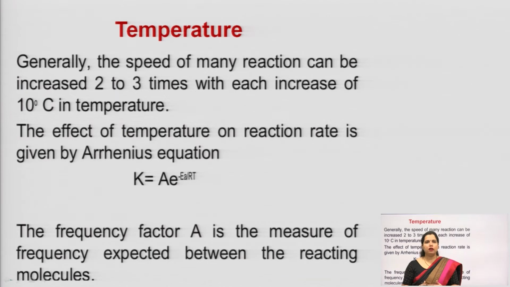Generally, the speed of many reactions can be increased 2 to 3 times with each increase of 10 degree centigrade in temperature. When we talk about a higher rate of reaction, there must be several factors affecting it. So, temperature is one of them, and we can expect the rate of reaction to increase if we raise the temperature by 10 degree centigrade. So, it will increase the rate of reaction 2 to 3 times as compared to normal. Right. So, the effect of temperature on reaction rate is given by the Arrhenius equation. This is a very important rule.